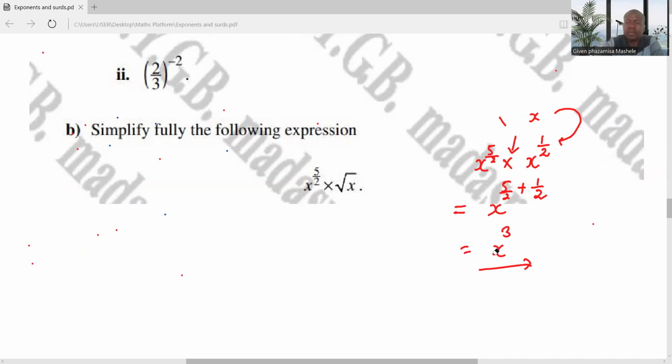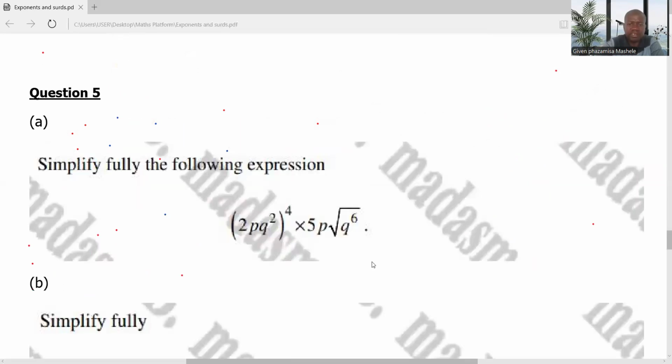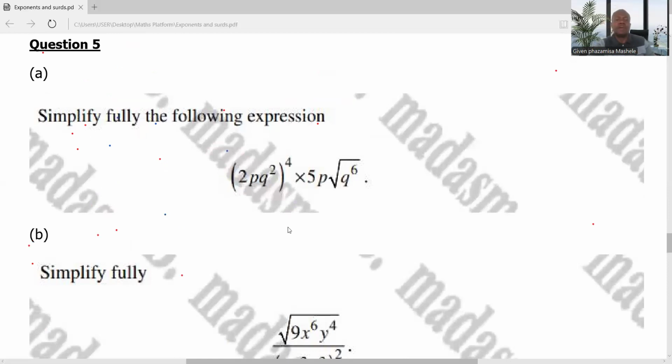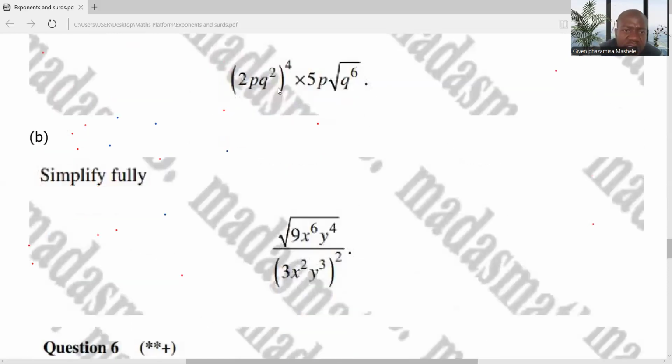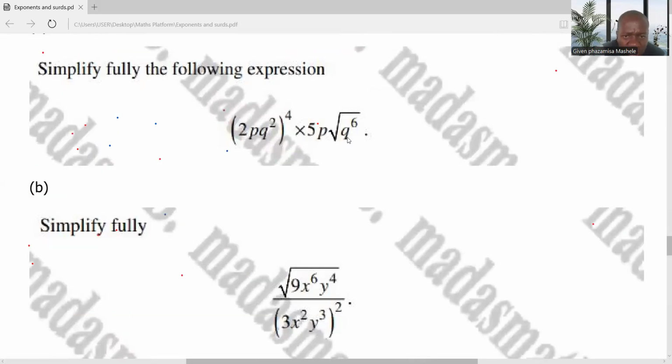Okay, let's move on, ladies and gentlemen. Let's move on to the next question. Yes, here we have another one. This one says, simplify fully the following, it's question 5. Simplify fully the following expression. We need to simplify this expression fully. Let's start with the first one.